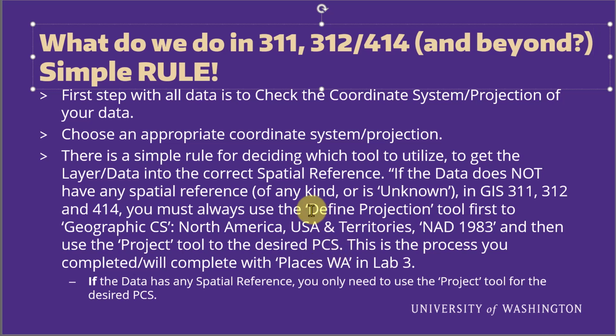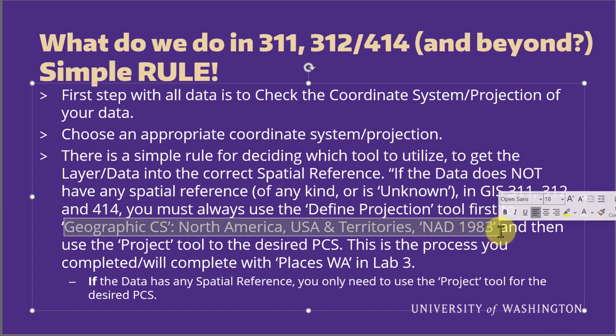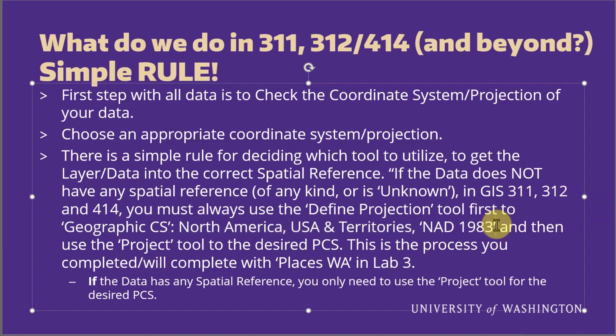The reason we choose this defined projection is there was a time when data didn't come with any coordinate system. It was a known fact at that time that the coordinate system was geographic, North America, USA and Territories, NAD 1983. To save space in the file, that bit of information was stripped from the file. So it actually made the file a little bit smaller.